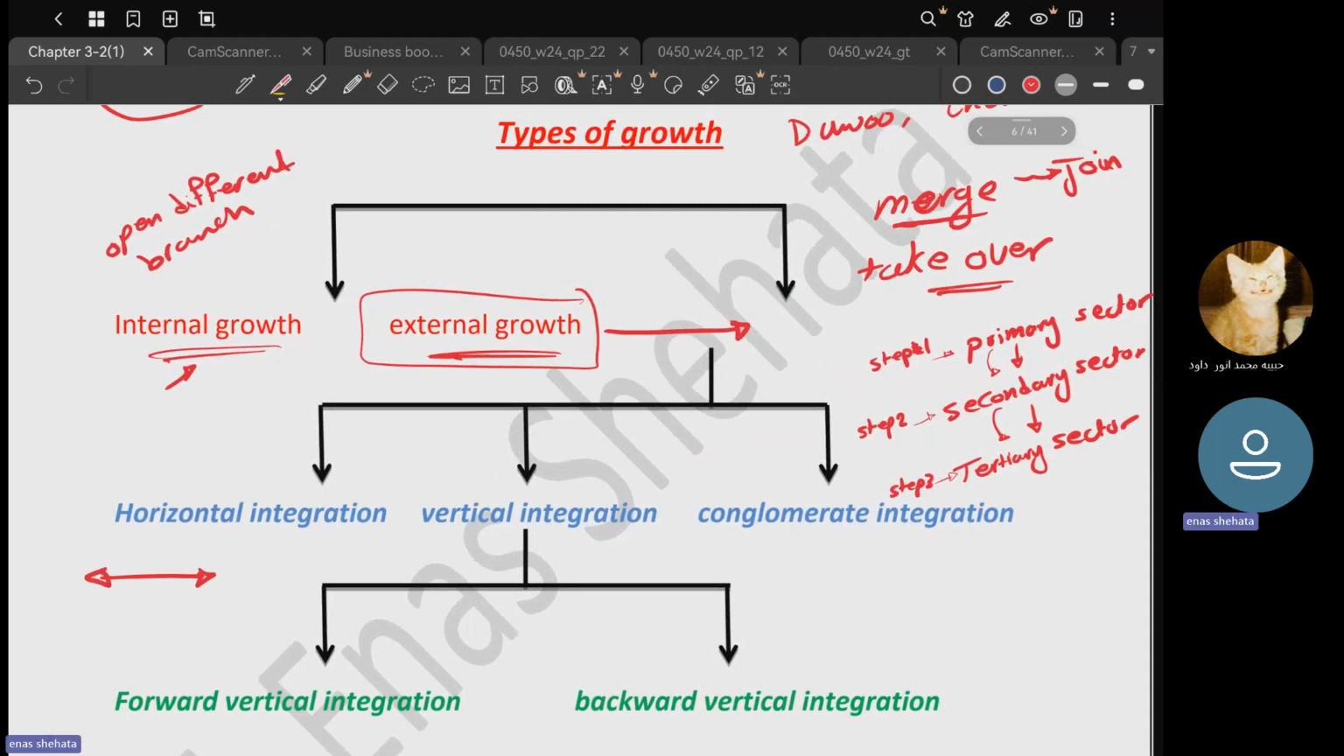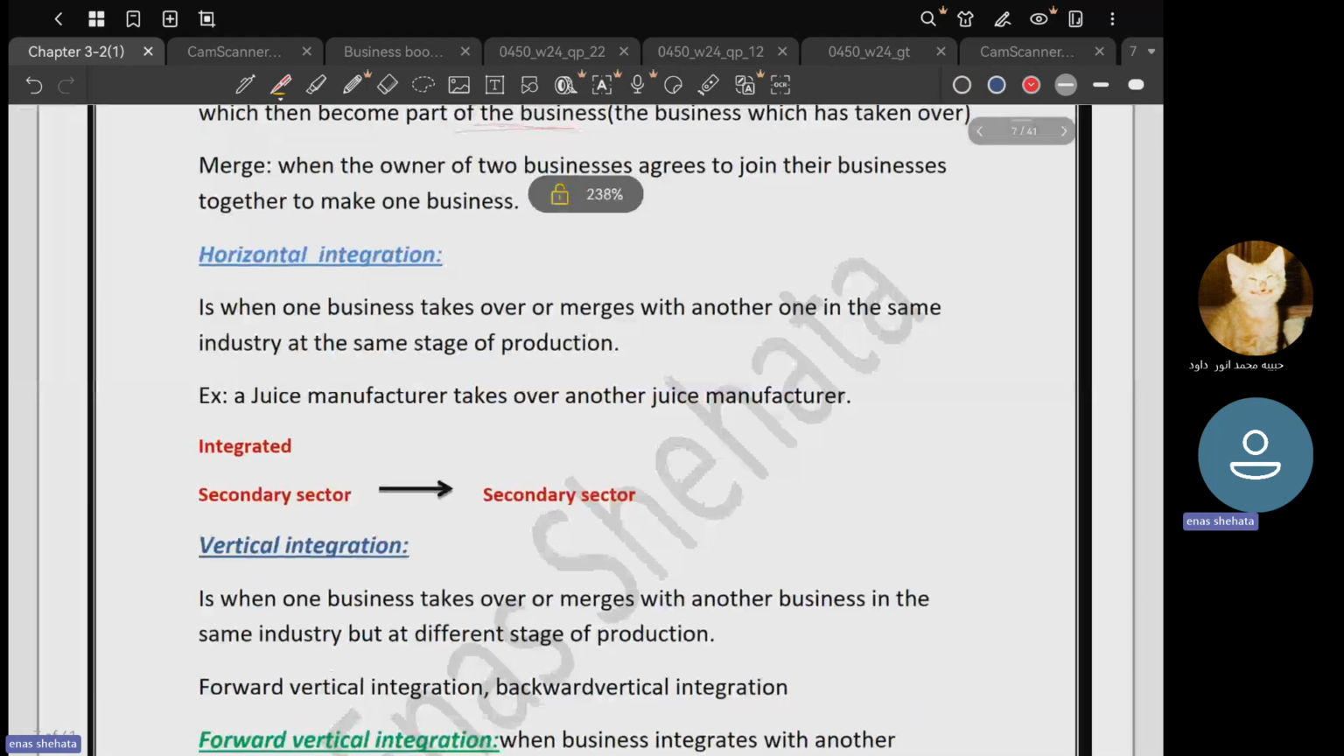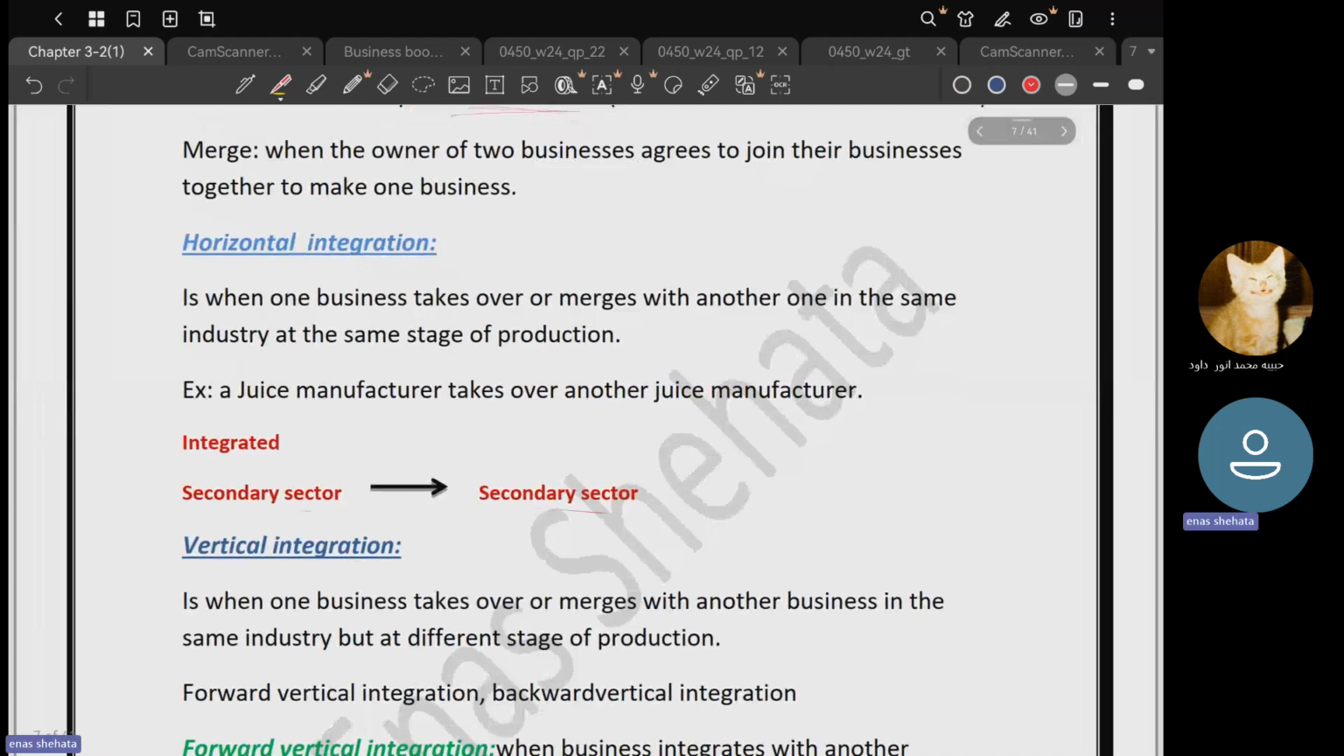Horizontal means that two businesses will take over or merge together, but they are in the same stage. In the same stage, meaning a secondary sector will integrate with another secondary sector. So horizontal integration is when one business takes over or merges with another business in the same industry at the same stage of production. So I have here two conditions: same industry and same stage of production. Meaning a secondary sector will take over or merge with another secondary sector.